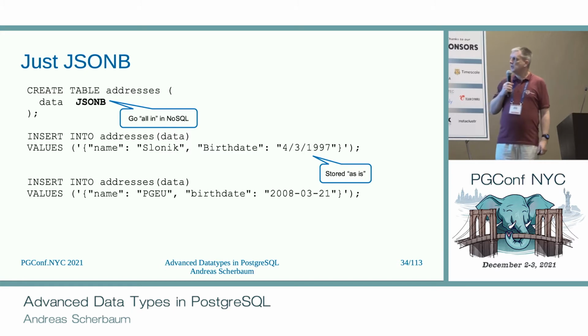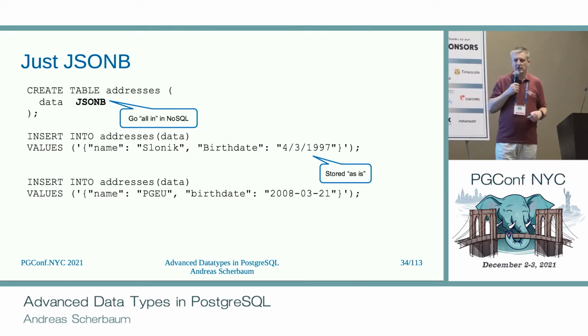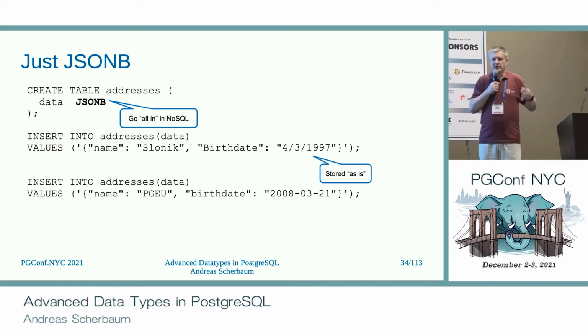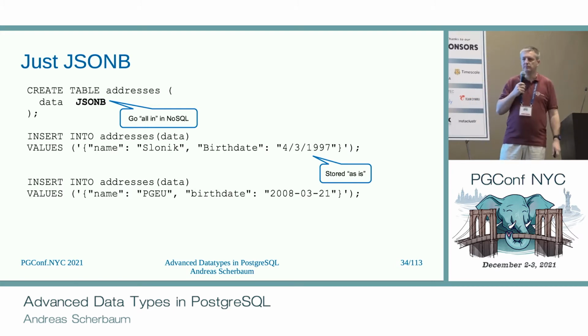Okay, so let's do this differently now. I'm not doing my arrays in JSONB. I'm actually going all in on NoSQL: one field for everything. I have one single data field, JSONB, and I store everything in my JSON. I have a name field, I have a birth date, and this is stored as it is. If this were a Postgres date field, it would verify that it's the correct date, etc. Right here, it's just stored as it is. So there's no parsing, no validation, no nothing. It's just text. And I have a second line here, Postgres Europe. So we started Postgres Europe back in 2008.